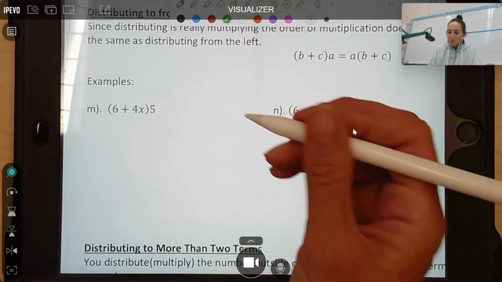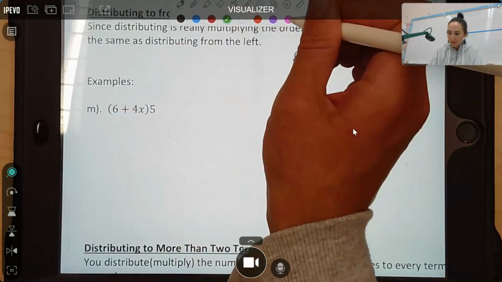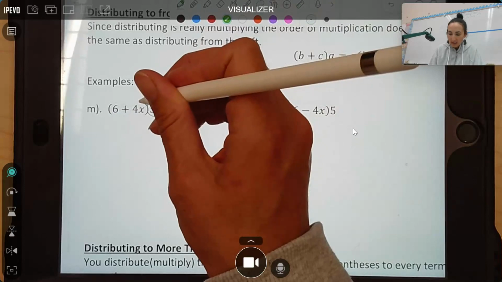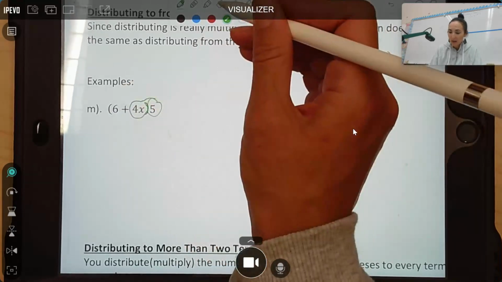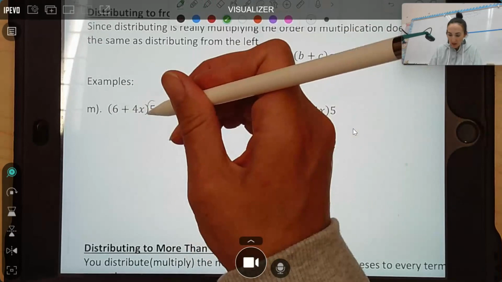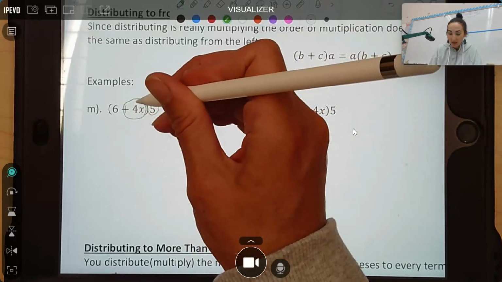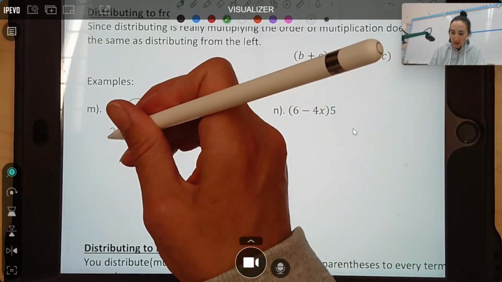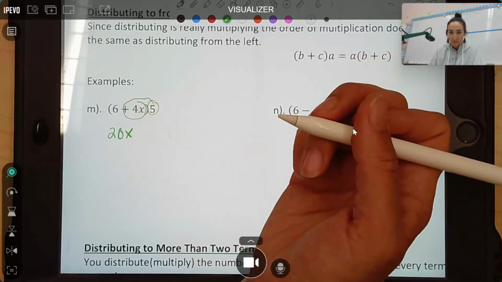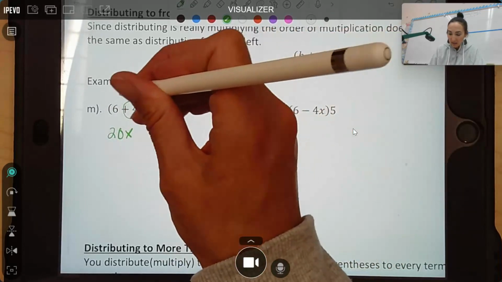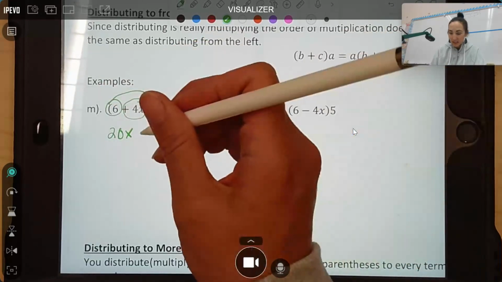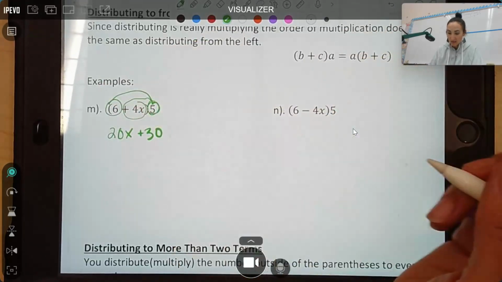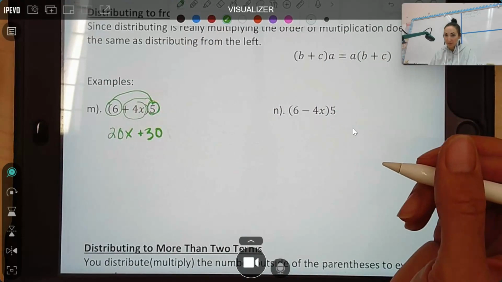So when I do this, I'm going to do the 5 times the 4x first. I messed up there because I need to keep the sign in front of it with it. It's 5 times +4x. I'm going to get +20x. And then I have this 5 times +6, and I get +30. So I get 20x plus 30.